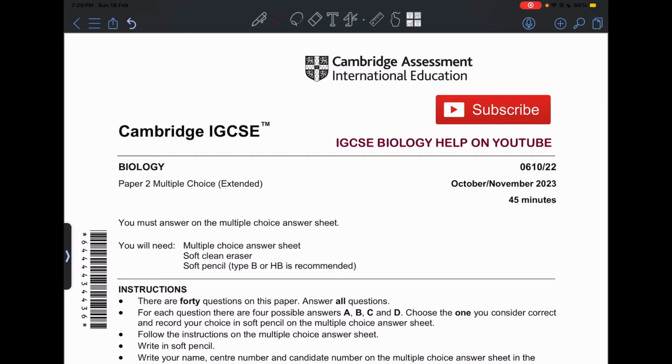In today's video, I'm going to be solving the paper 2 extended. This is from the October-November 2023, variant 2.